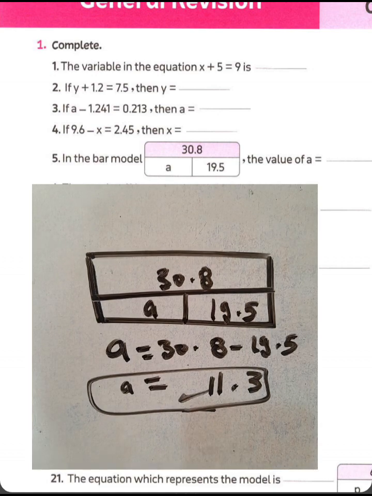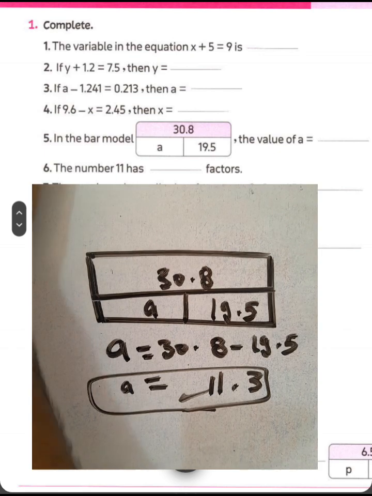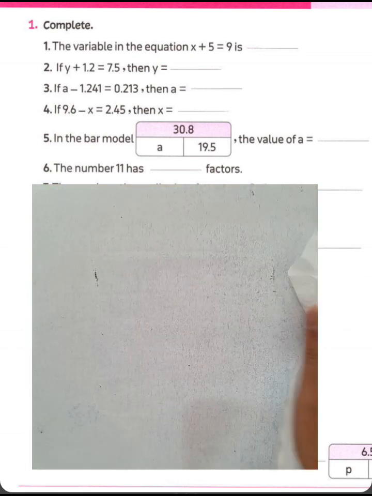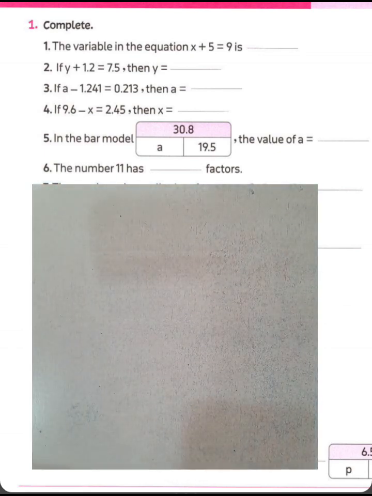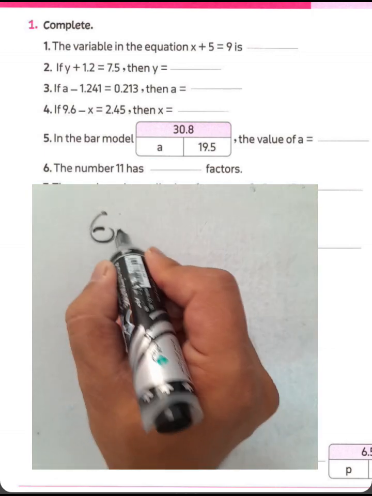Okay. Question number 6. The number 11 has two factors because 11 is a prime number. We know any prime number has only two factors, it can be divided by itself and one only. Such as 2, 3, 5, 7, 11, and so on. Then about question number 6, the number 11 has two factors.